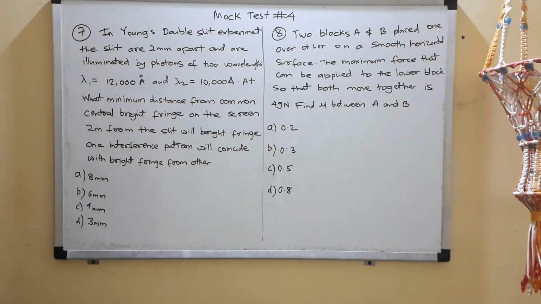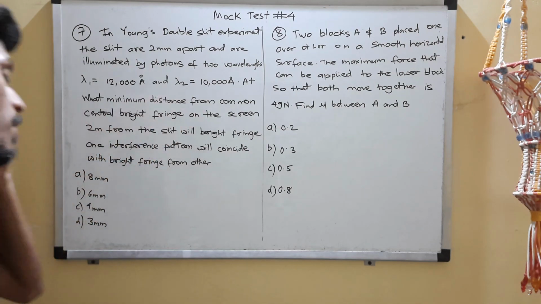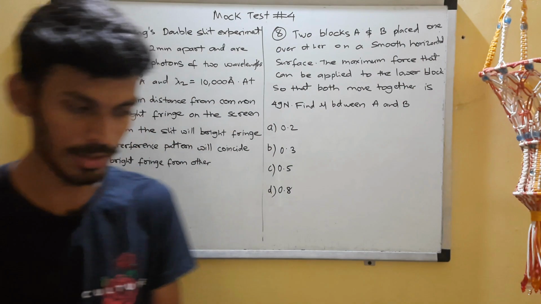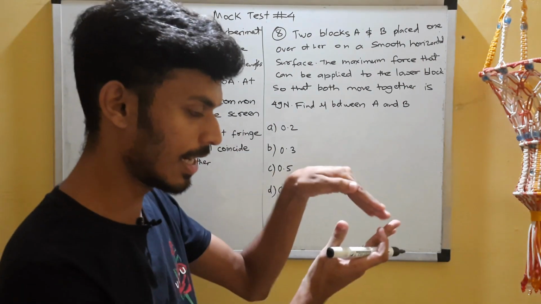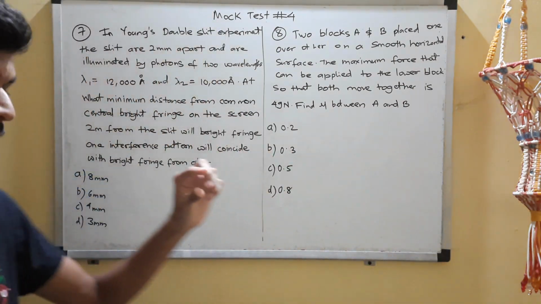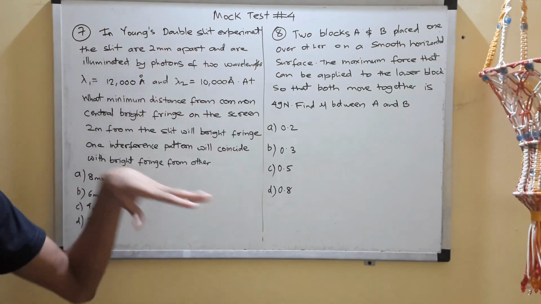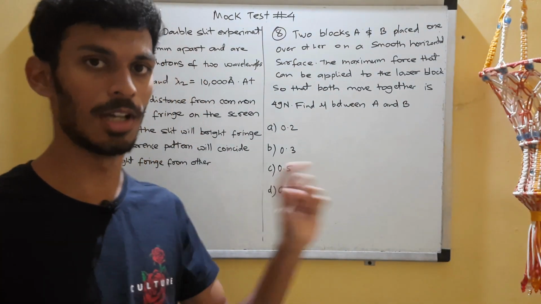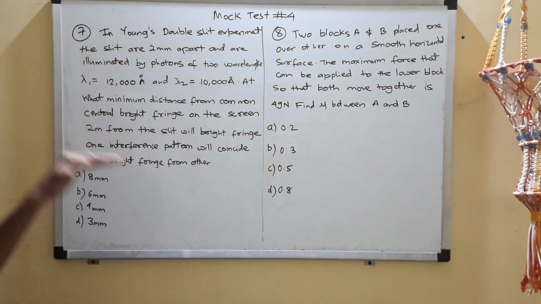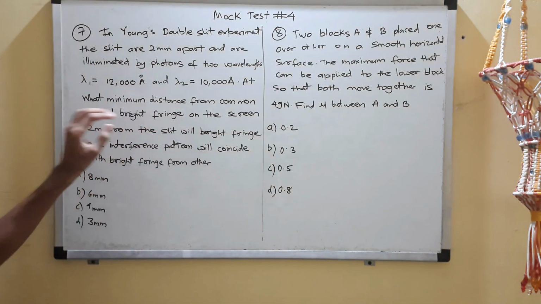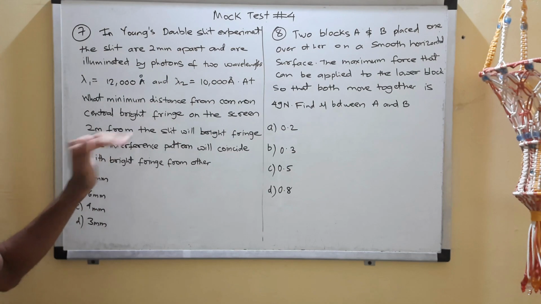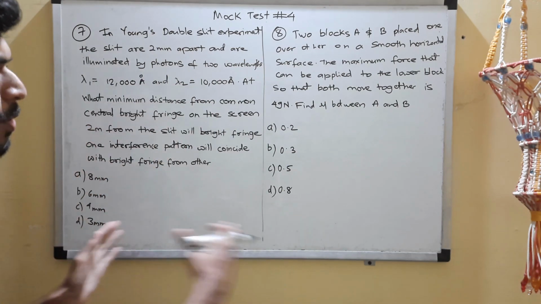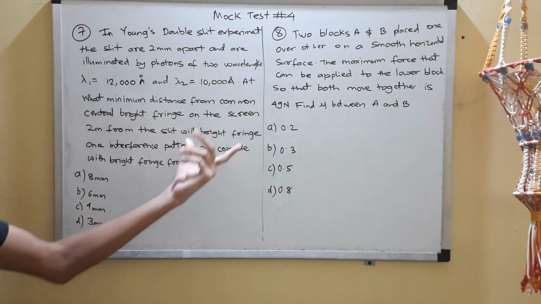You are supposed to tell at what minimum distance from the common central bright. So basically, they'll form the common central bright, right? At the center of the screen we'll have the common central bright due to this wavelength and also due to that wavelength. The central bright will be common. It will be at the center of the screen, right? So at what minimum distance from the common central bright on the screen, which is 2 meters, so capital D is 2 meters from the slit.